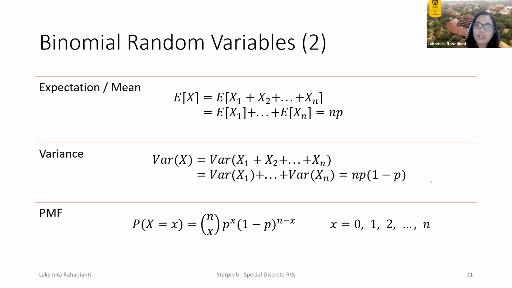So if we have this definition of the binomial random variables, we can also compute the expectation, variance, and PMF from them. So the PMF was not given here, yeah? So we have the PMF here.